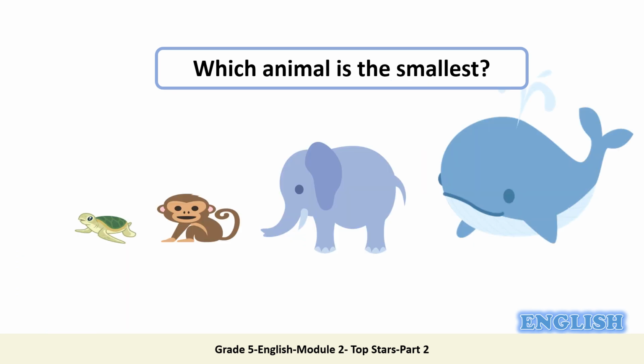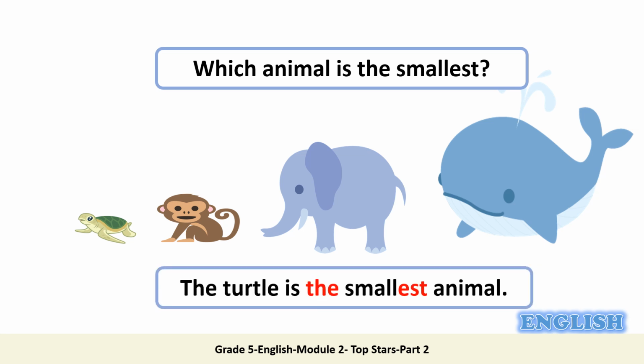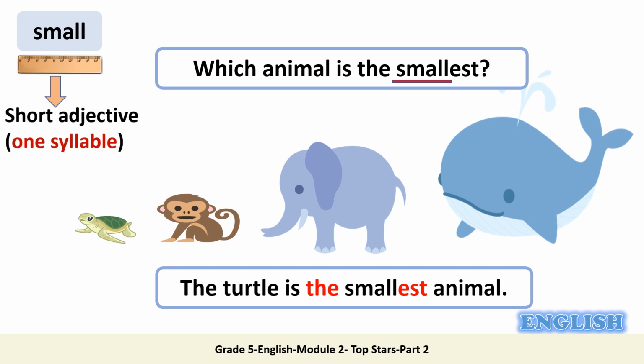Look at these animals. Can you tell me which animal is the smallest? Excellent! The turtle is the smallest animal. Now, is the adjective small a short adjective or a long adjective? And how many syllables are there? Great job! It's a short adjective and it has one syllable.